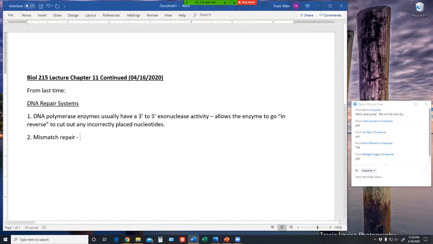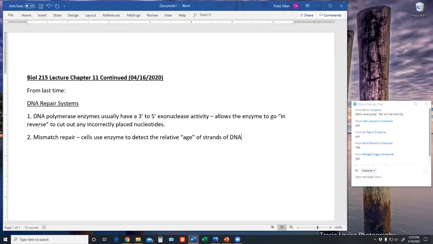In this scenario, cells use enzymes to detect the relative age of strands of DNA based on epigenetic tags. Older DNA strands will have more epigenetic tags than younger DNA strands.